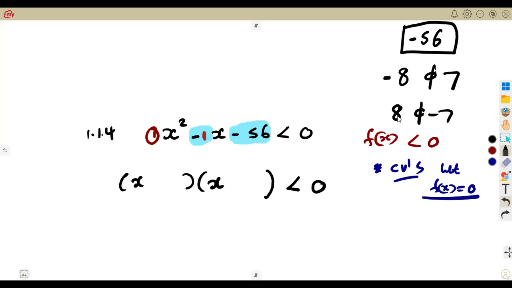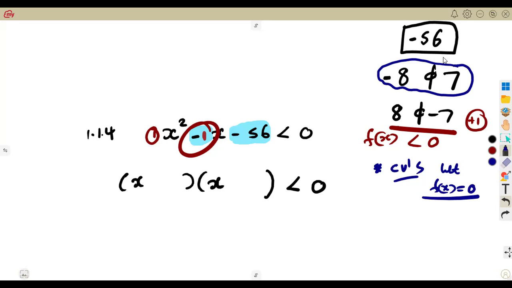Remember, this is trial and error. You try, you multiply these, you add. If you add 8 plus minus 7, that's positive 1, not minus 1, as we need minus 1. But if you look at these two, if you multiply them, you get minus 56, and if you add them, you get minus 1. Exactly what we want. So these are the numbers we're going to have: minus 8 and plus 7.